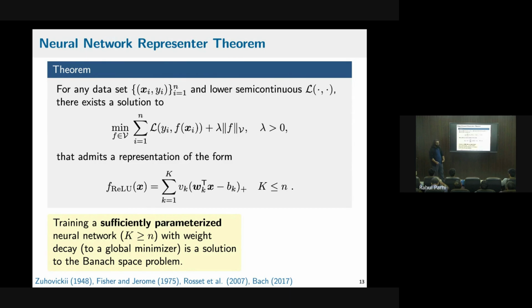What does this really mean? It means if I take a neural network and it's wide enough, meaning that its width is at least the number of data I'm trying to fit, and I train it with weight decay and pretend I can find a global minimizer, then I know that that guy actually is a solution to this Banach space problem. So if you ask the question, like what kinds of functions do neural networks trained with weight decay learn? They learn functions that are regular precisely in the sense of this Banach space, which is a variation space.